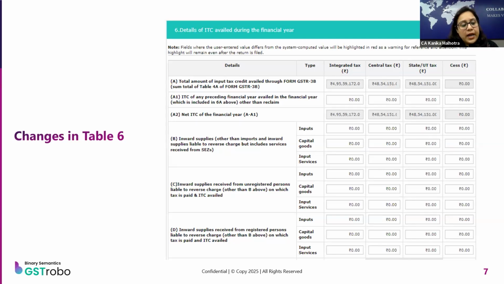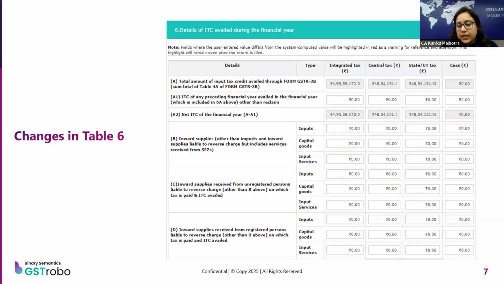But because that ITC could be of the previous year and for this year as well, here we need some reforms to be done by the government. That is why 6A1 has been introduced, so that any ITC of any preceding financial year availed in the financial year which is included in 6A above, other than reclaim, will be included here.